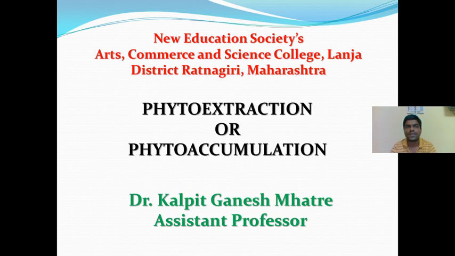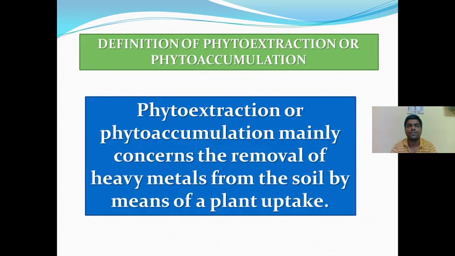Today, I will speak about the process of phytoextraction or phytoaccumulation. This topic comes under Unit Environmental Botany of Botany Paper 3 for Semester 5. Let's continue with today's topic, phytoextraction or phytoaccumulation. First of all, we will see what is phytoextraction or phytoaccumulation.